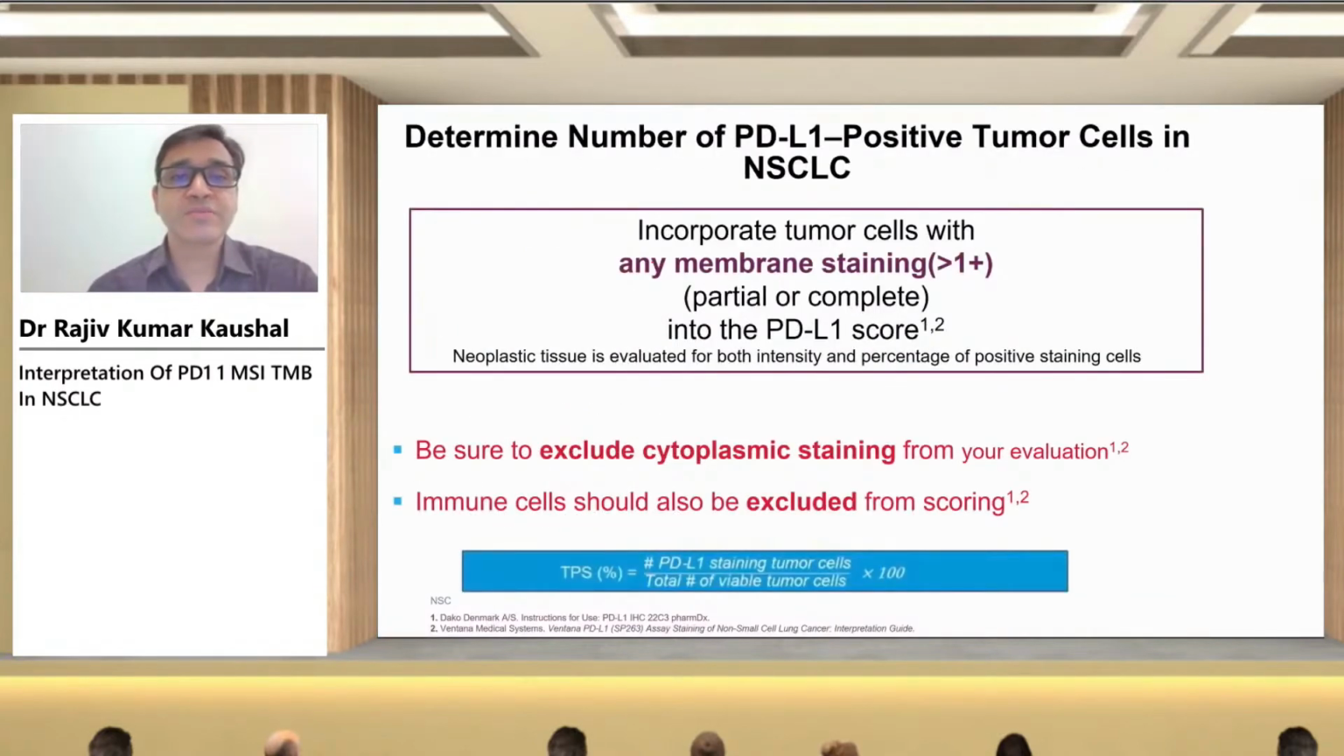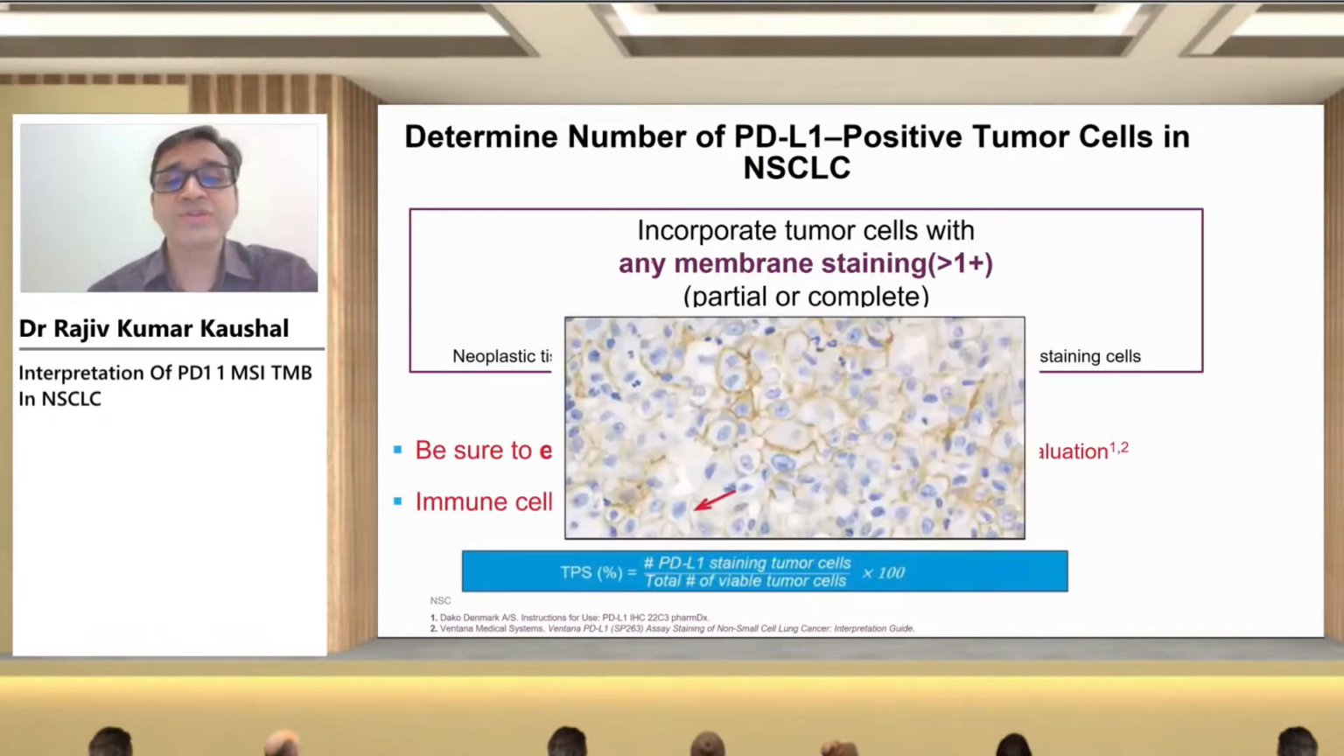The next step is the evaluation of the tumor cells. The staining is membranous, and whether it is partial or complete, both need to be taken into account. You have to exclude the cytoplasmic staining as well as the immune cells when you are dealing with lung cases. Finally, if you are using the 22C3 antibody, you have to calculate the TPS, that is the number of tumor cells expressing PD-L1 divided by the total number of viable tumor cells, multiplied by 100. So this is how you have to see the expression.